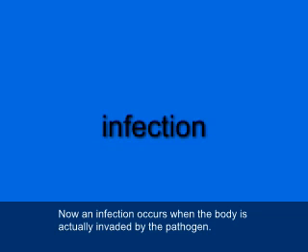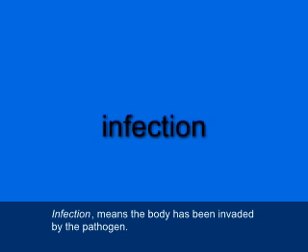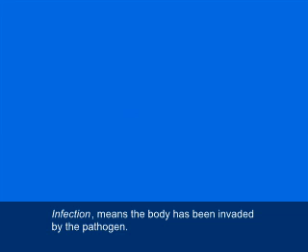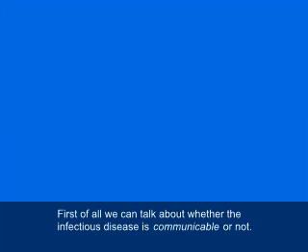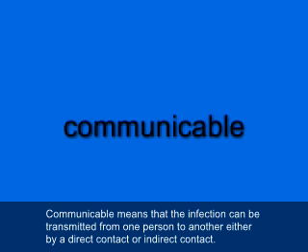Now, an infection occurs when the body is actually invaded by the pathogen. Infection, I-N-F-E-C-T-I-O-N, means the body has been invaded by the pathogen. Now, when we talk about these infectious diseases, there are a lot of subtypes or sub-causes that we can talk about. First of all, we can talk about whether the infectious disease is communicable or not.